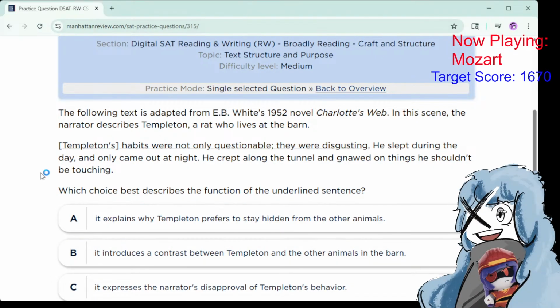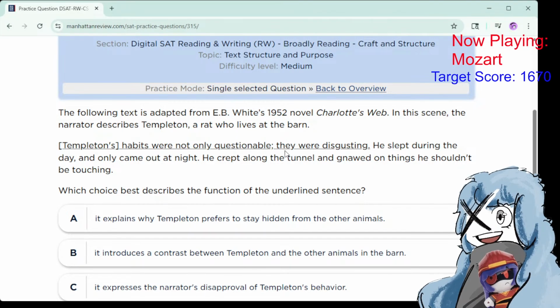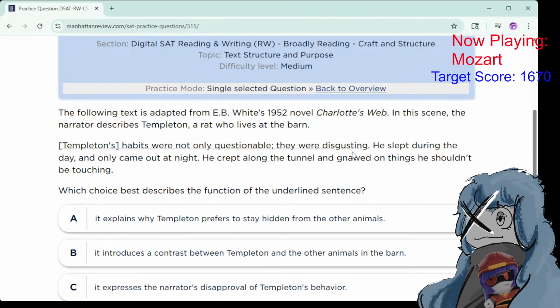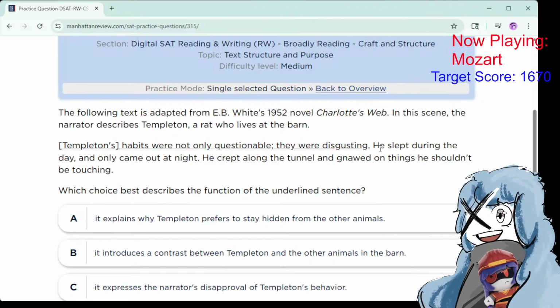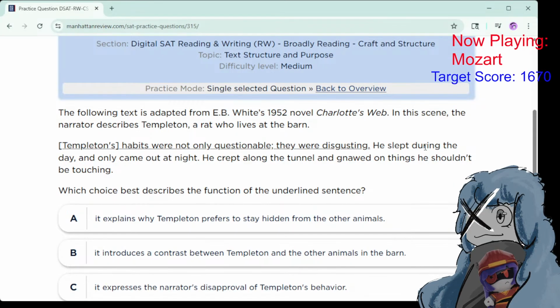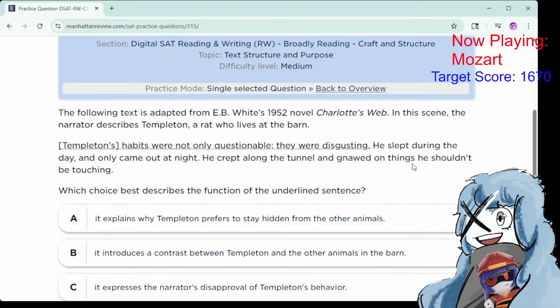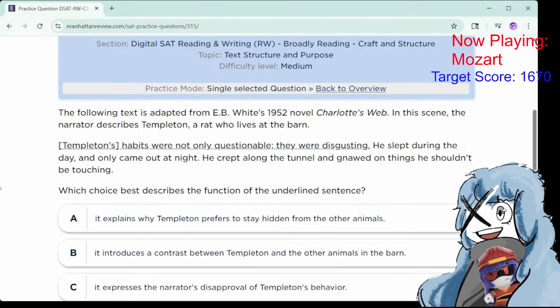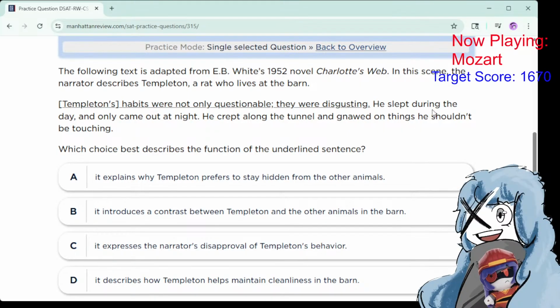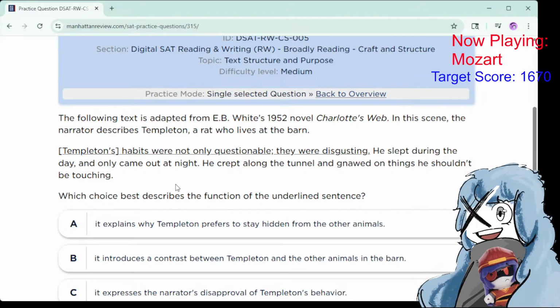Anyways, Templeton's habits were not only questionable, they were disgusting. Whoa, what's wrong with Templeton? I remember liking Templeton, even though I don't remember him at all. He slept during the day and only came out at night. He crept along the tunnel and gnawed at things he shouldn't be touching. What best describes the function of the sentence? I feel that's kind of discriminatory against nocturnals. Not gonna lie.